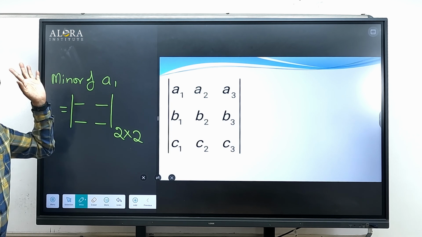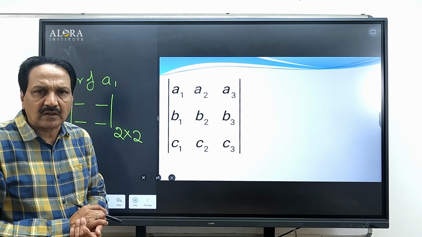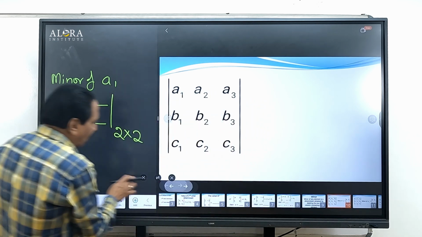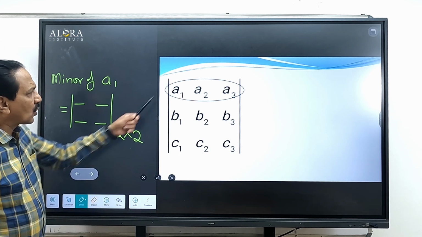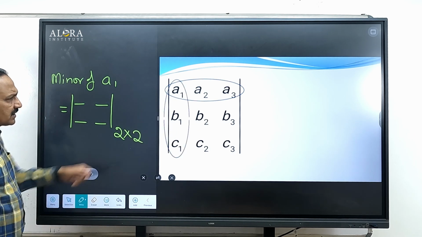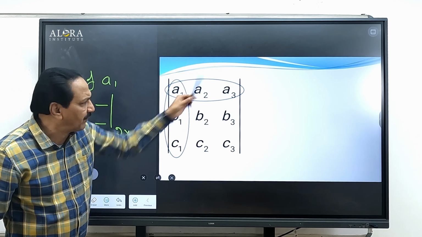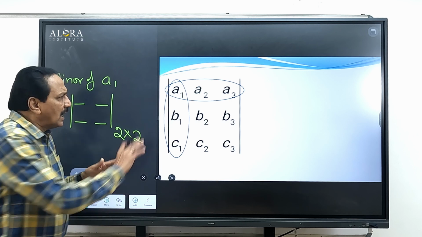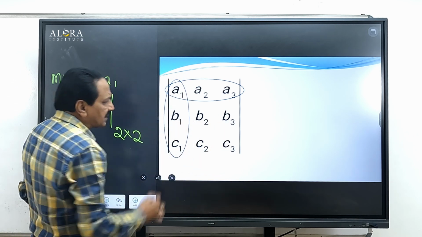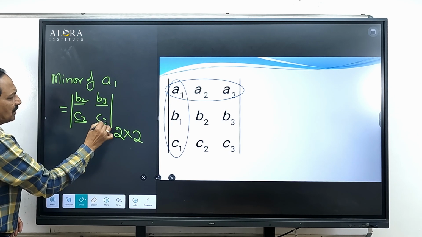Minor of A1. But what is the procedure to write that? If you want to write the minor of A1, close the row containing the element A1. Look at this. Close the row containing the element A1. Then close the column containing the element A1. Row containing A1 and the column containing A1. Both are closed. What are you left with? B2, B3, C2, C3.